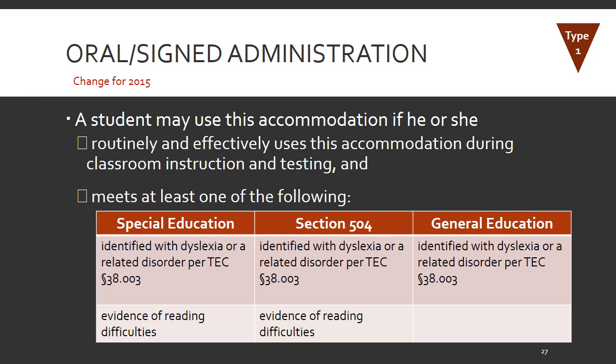A student may use this accommodation if he or she routinely and effectively uses this accommodation during classroom instruction and testing and meets at least one of the following: Special education: identified with dyslexia or a related disorder, or evidence of reading difficulties. Section 504: identified with dyslexia or a related disorder, or evidence of reading difficulties. General education: identified with dyslexia or a related disorder.